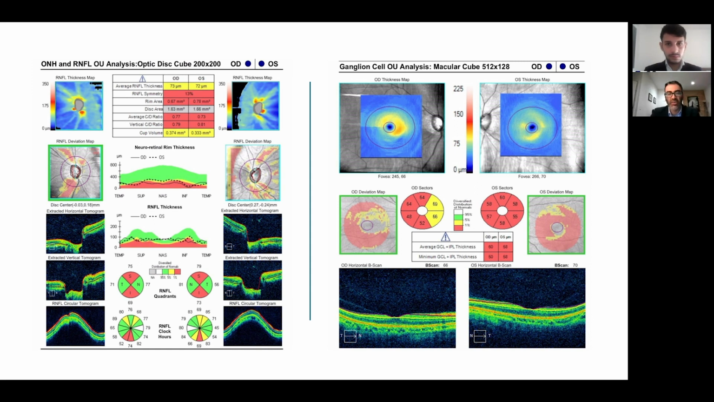Superiorly, again, significant defects that do tend to match with this windshield wiper type appearance on that ganglion cell analysis. So again, when I look at this, I'm taking all this data combined. Does this make sense? Does a thinning across here correlate to a windshield wiper defect on that ganglion cell analysis?